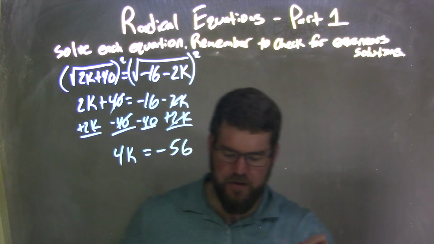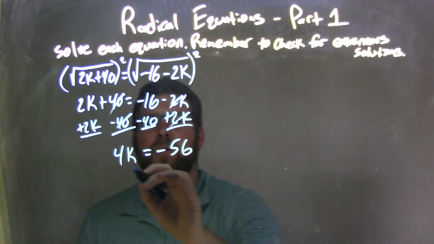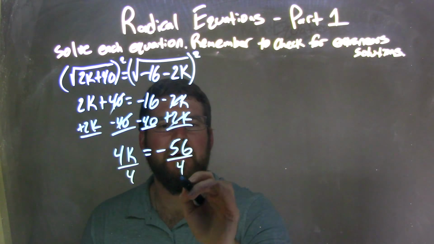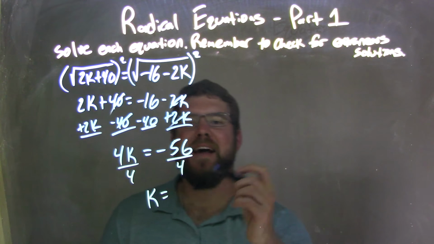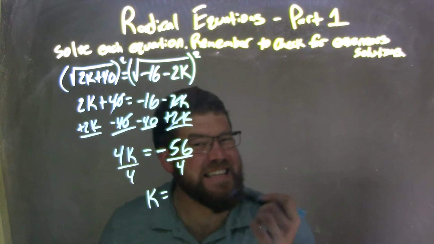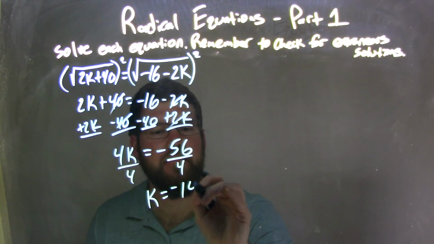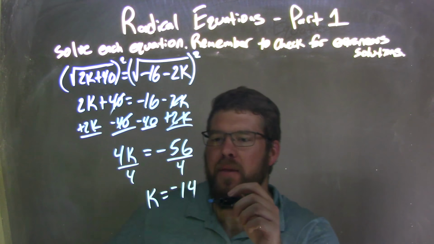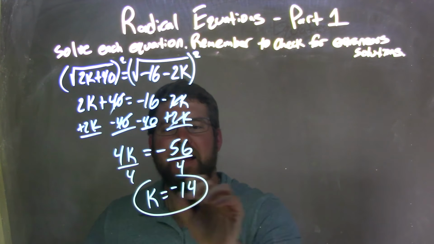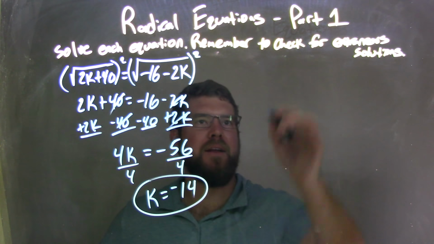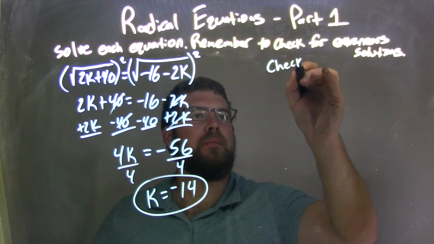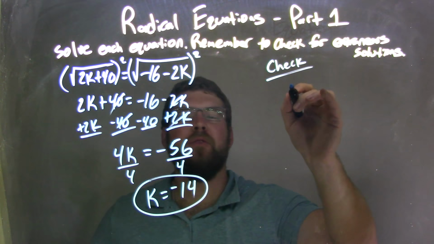Okay, negative 56 here. So now I need to divide both sides by 4. And we're left with, well, what's negative 56 divided by 4, which is a negative 14. Okay, negative 14 there. And so we have k equals a negative 14. But I need to check. So I'm going to check it by rewriting my equation.